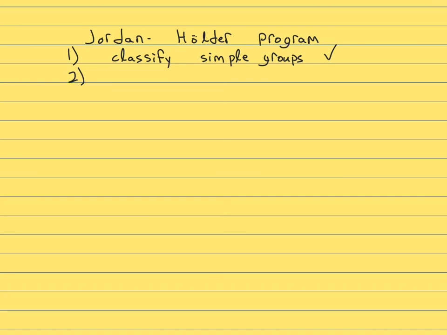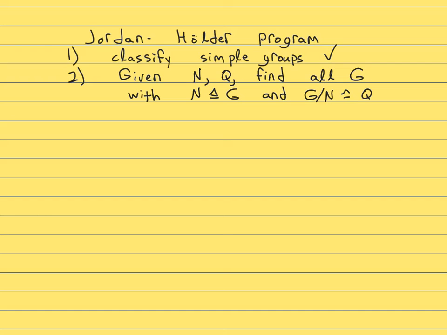But the other one is to find all ways of putting groups together. In other words, given two groups, let's call them N and Q, find some sort of construction to get all groups G with the property that N is normal in G, and G mod N is isomorphic to Q. We have no idea how to do that step.